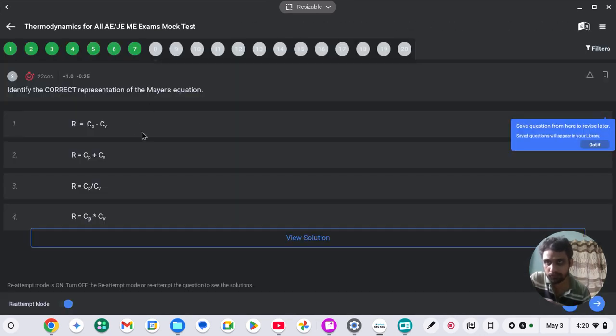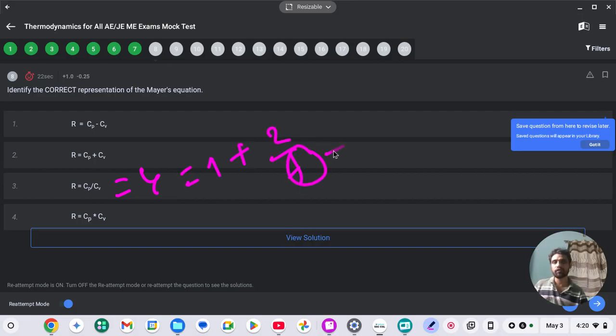Question number 8, identify the correct representation of the Mayer's equation. Cp minus Cv, and Cp upon Cv is gamma. Gamma is equal to 1 plus 2 by f, where f is the degree of freedom. For monoatomic, diatomic, triatomic it is 3, 5 and so on.